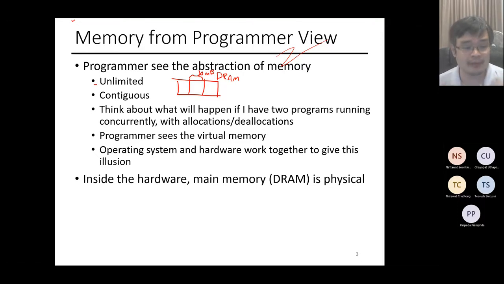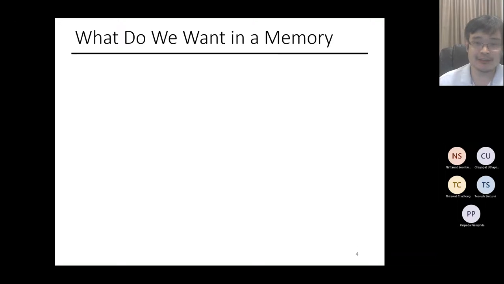The two programs ask for memory all the time, right? The programmer should see this contiguous block of memory given to you, right? So the virtual memory will basically give you this. But inside the hardware, everything is physical. Everything is just a bunch of capacitors, right? In DRAM, your data is physical. So there has to be some management that gives you this abstraction, right?